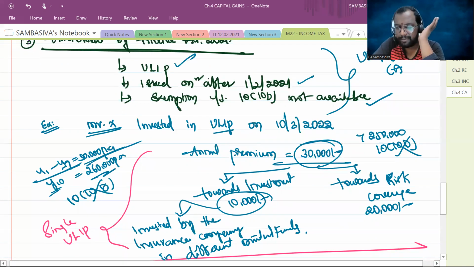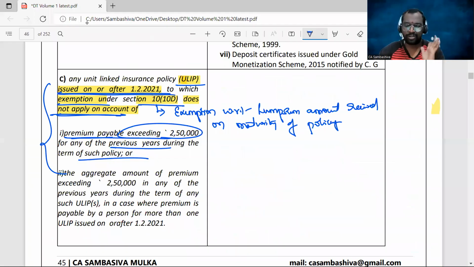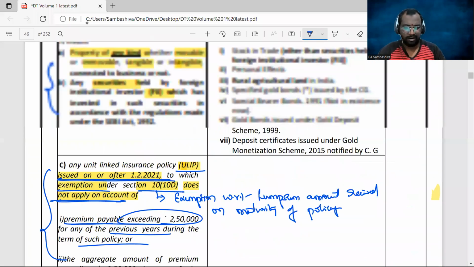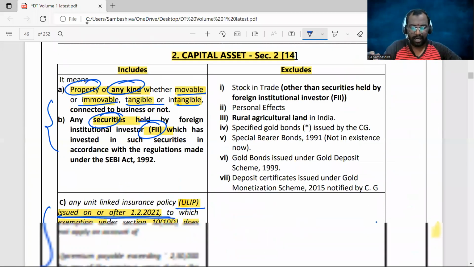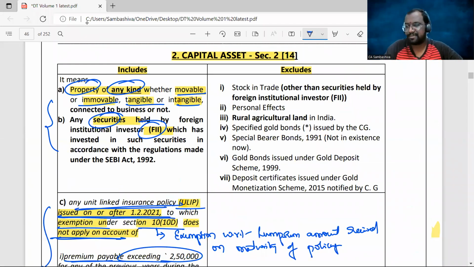Is everyone following now? Right? So that's the inclusions part. Capital asset includes, so far we have discussed the inclusions part. There are 3 points we have discussed. Number 1, property of any kind, movable, immovable, tangible or intangible, whether connected to your business or not, it is a capital asset. Number 2, any securities held by the FIIs, foreign institutional investors. And number 3, unit linked insurance policies. Clear? Inclusions. Now time for the exclusions.